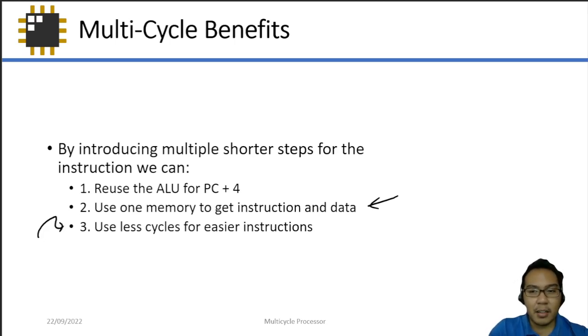Again, Mr. or Miss LDR is going to take a lot more cycles than everyone else. So just give them more cycles. And another major thing that we're going to see is that we can reuse the ALU for doing PC plus 4 whenever we're not using the ALU for doing data processing instructions.